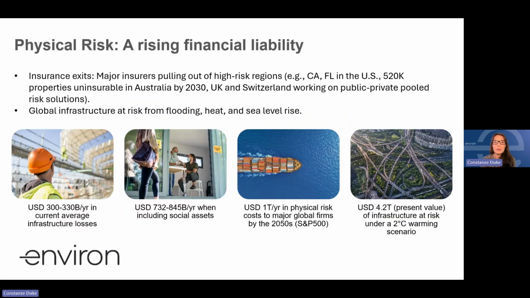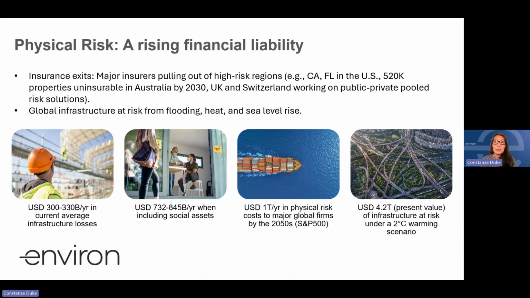Let's look at how that physical risk manifests. So one trend we're seeing now is property insurance providers exiting markets globally. And usually that's in areas that are already hardest hit, like California due to wildfires, Florida due to flooding, and that's in the US. And by 2030, we expect that more than 500,000 properties in Australia will no longer be insurable. Some countries like the UK and Switzerland are now working on public-private pooled risk solutions where some of the private insurer risk is offset through government subsidies.